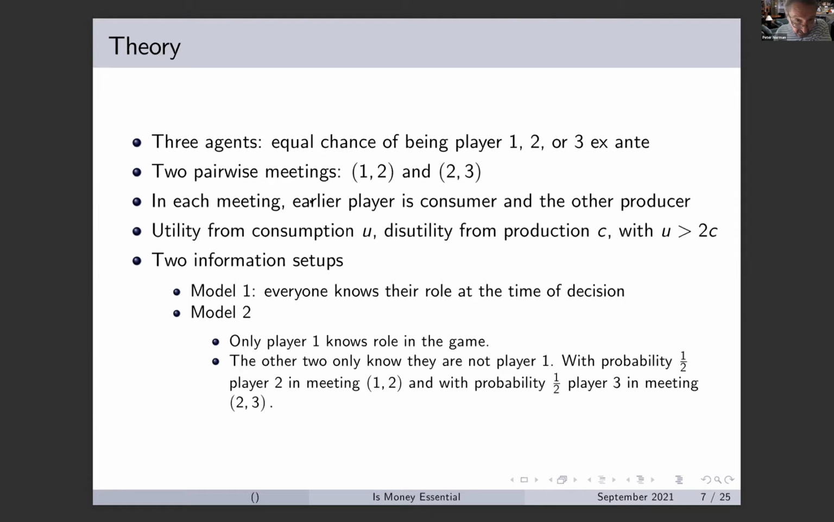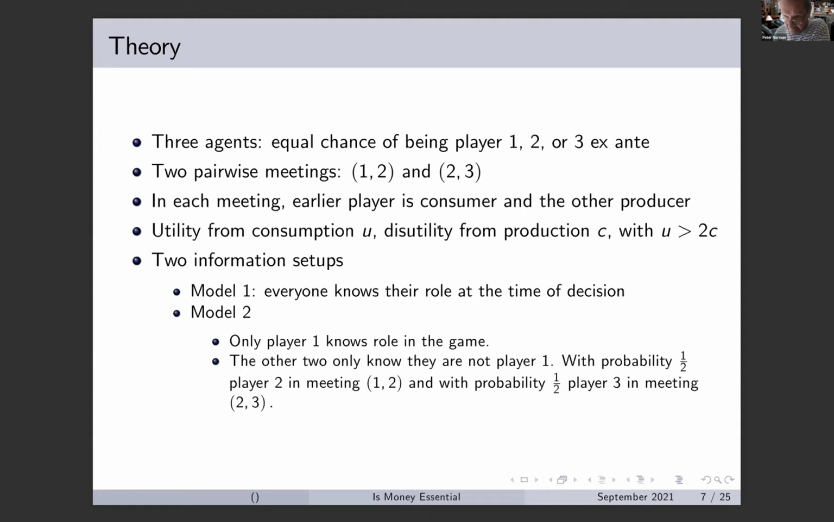And the lower index agent is the consumer, and the higher index guy is the producer. So the utility from consumption is MU, and the disutility from production is MC, and U is greater than C, and sufficiently so that we can support a monetary equilibrium when we add the lack of common knowledge.